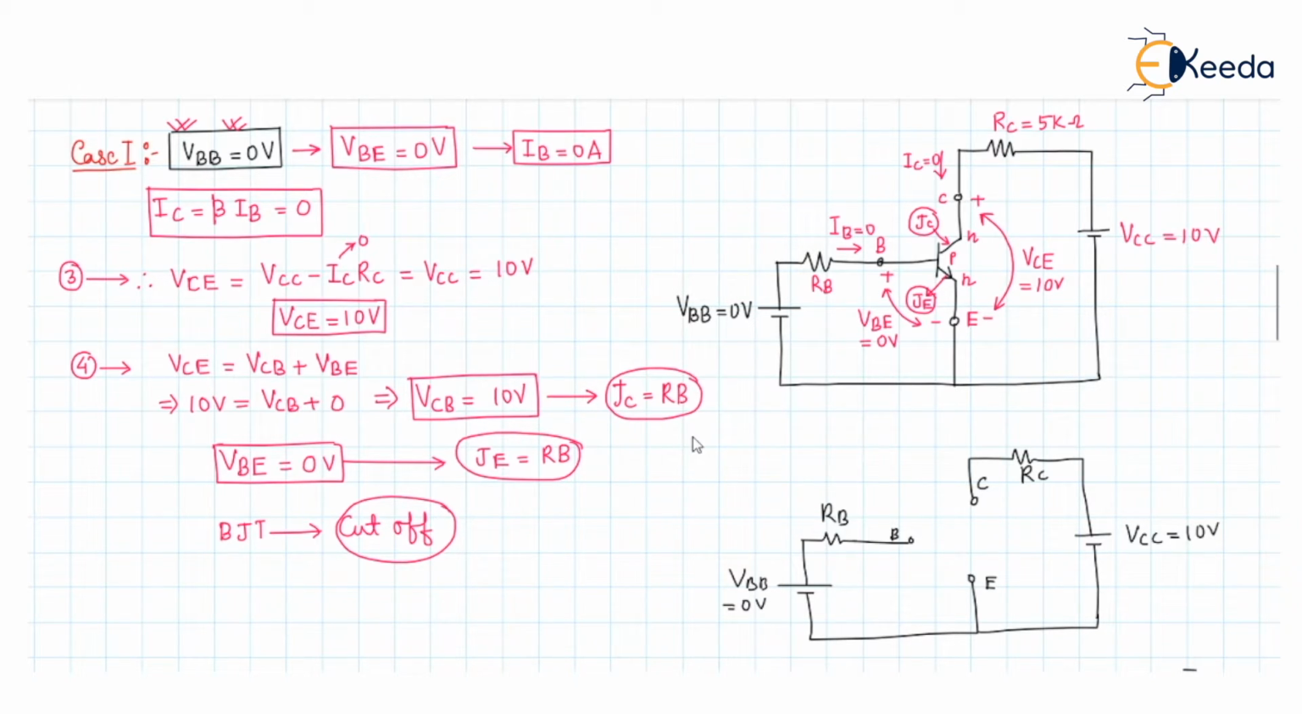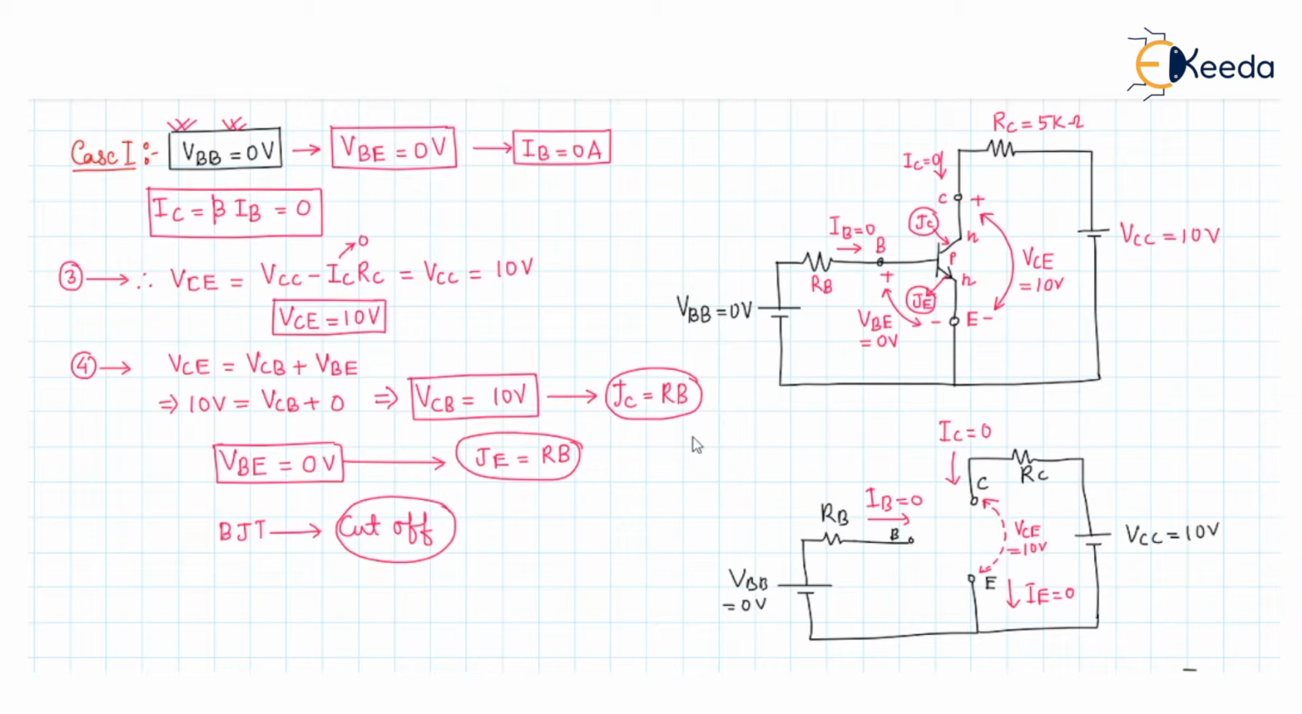So we can say that here the IC current equals to 0, the IB current is also equal to 0, and IE current equals to 0. But the VCE voltage right now is equal to 10 volt. Now the transistor is in the cutoff region due to the application of VBB equal to 0.